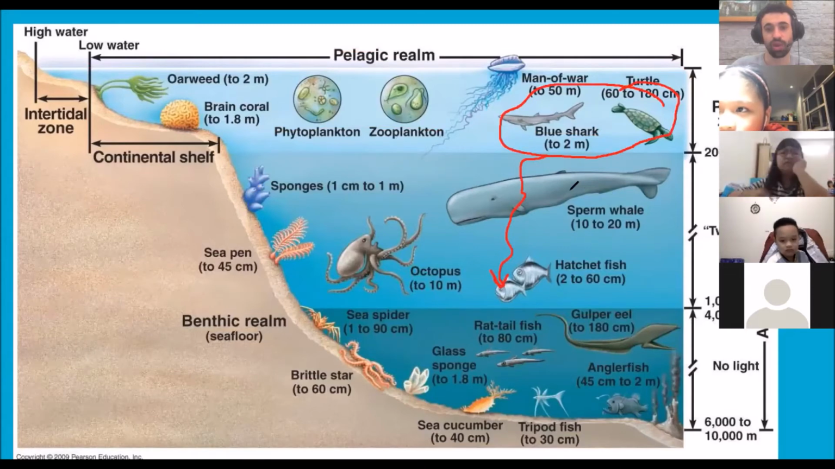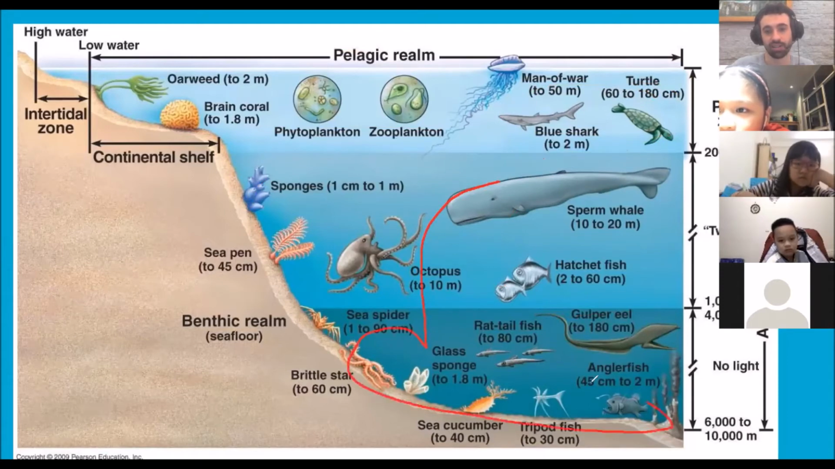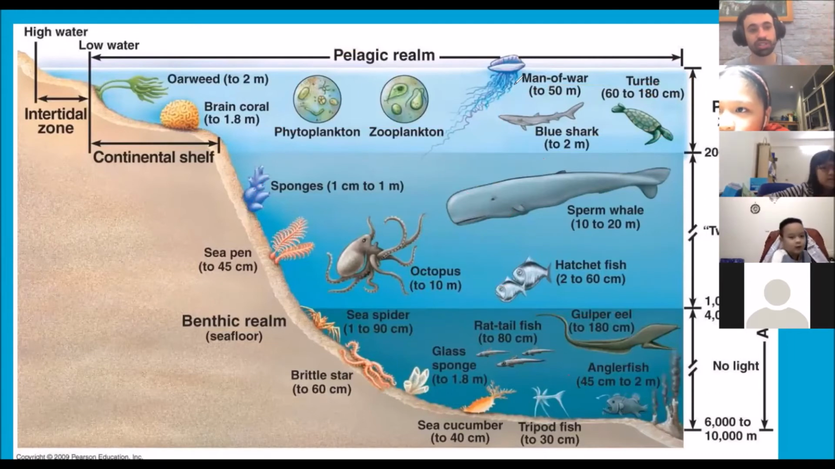Sometimes a sperm whale will die and lay here on the bottom, and tons of animals will just consume its carcass. So they are connected, but each one of these is a different ecosystem. They have different environments and habitats. This is what changes in the ocean.